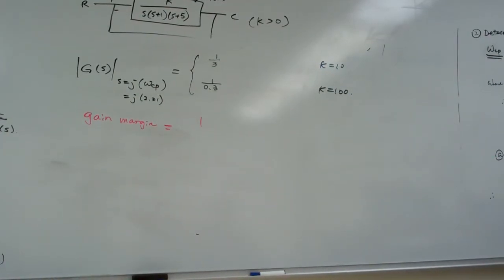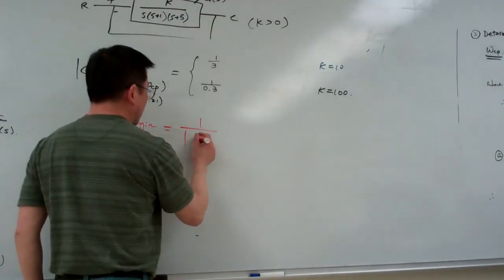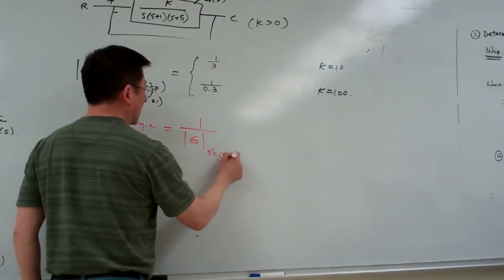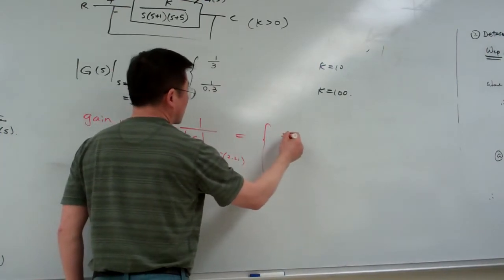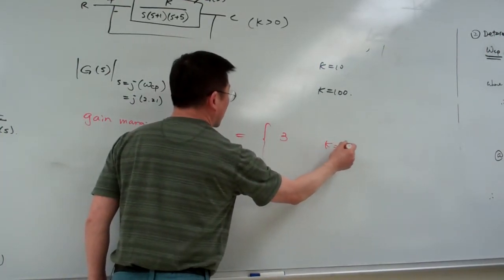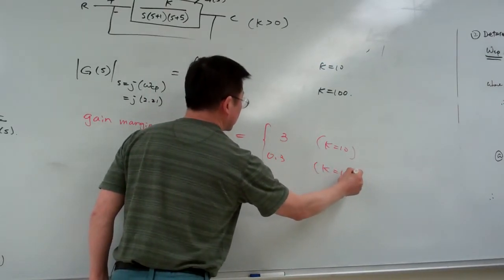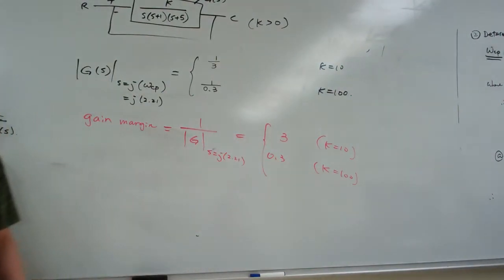So gain margin by definition is the ratio between 1 and the magnitude of G. So divide 1 by the magnitude of G at j omega equal to j2.21. Simply, this one equal to 3 for K equal to 10, and this is 0.3 for K equal to 100. And this way you can convert into decibel.